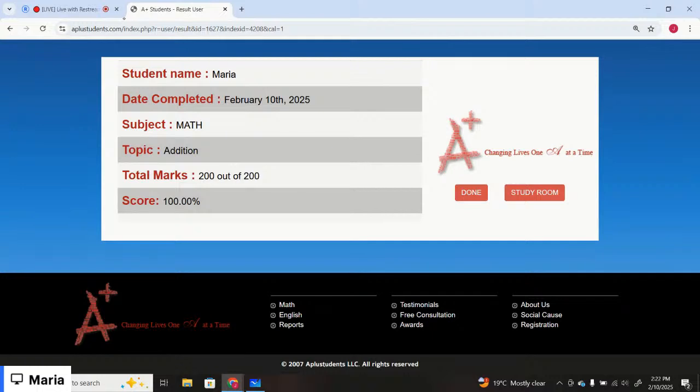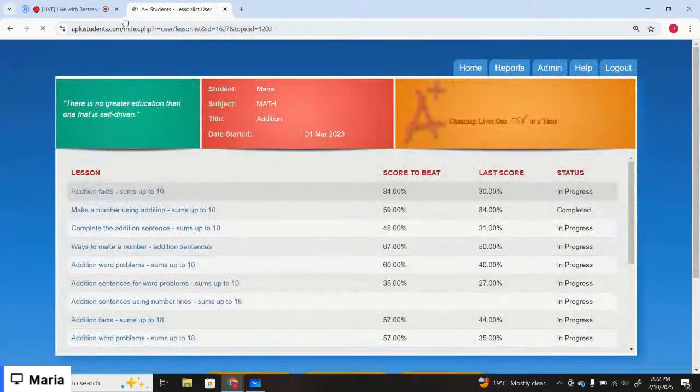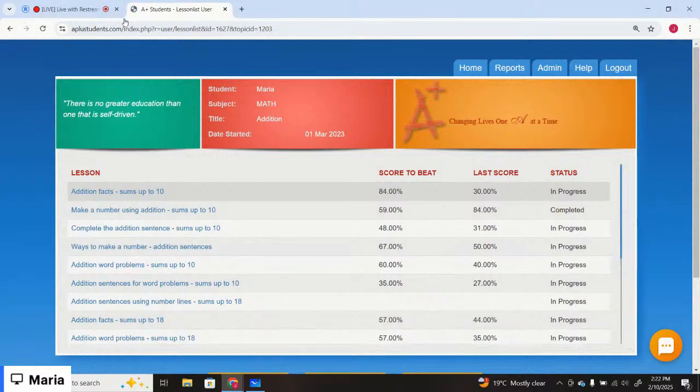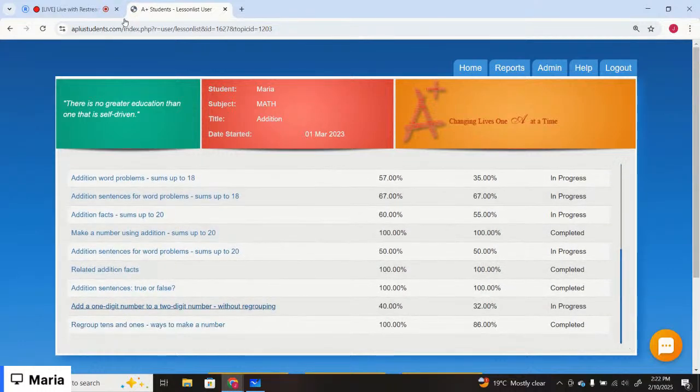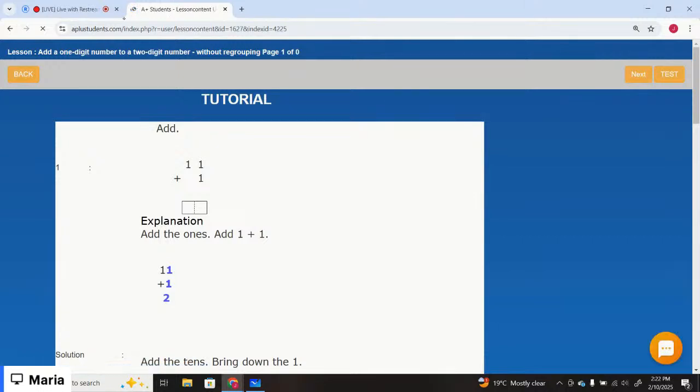Okay, we are done with the lesson. Let's just move on to the next lesson. The next lesson is add a one digit number to a two digit number without regrouping.